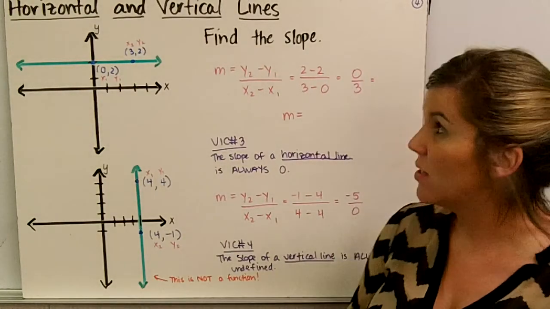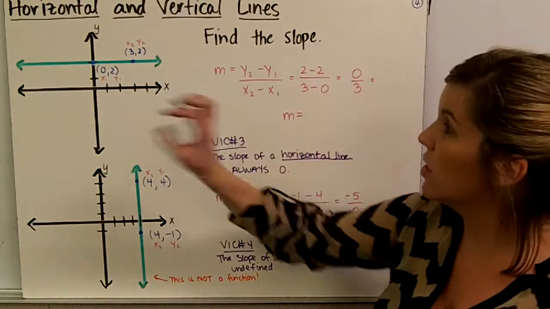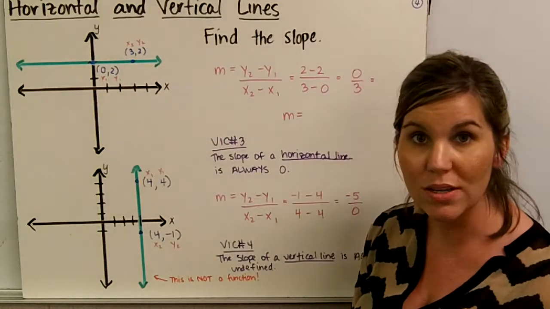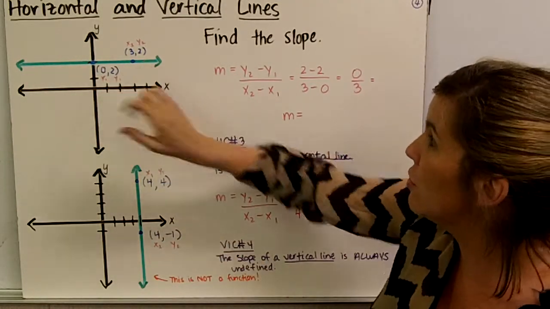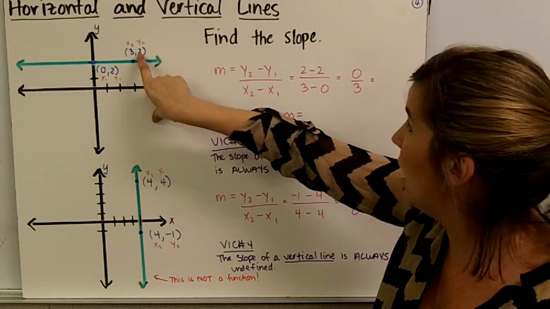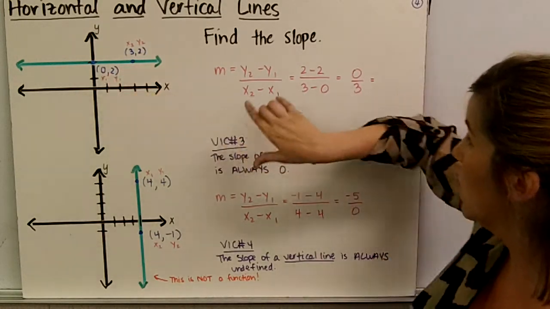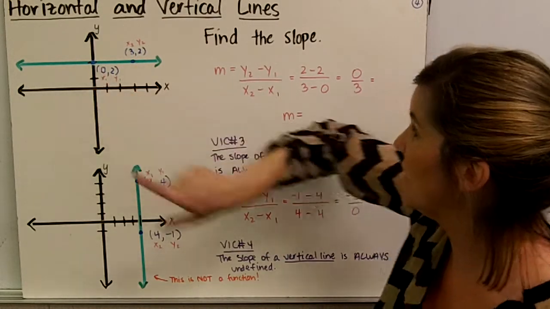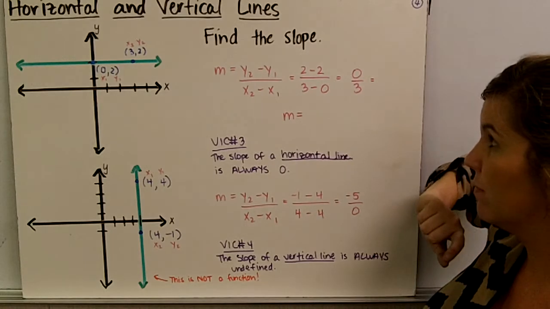Now we have some special cases. Horizontal and vertical lines. Find the slope. So you're given the graph, you're given two ordered pairs. You can see that this is a horizontal line. And you can use the slope formula to find the slope. So plug in y sub 2 minus y sub 1, so 2 minus 2. X sub 2 minus x sub 1, so 3 minus 0.